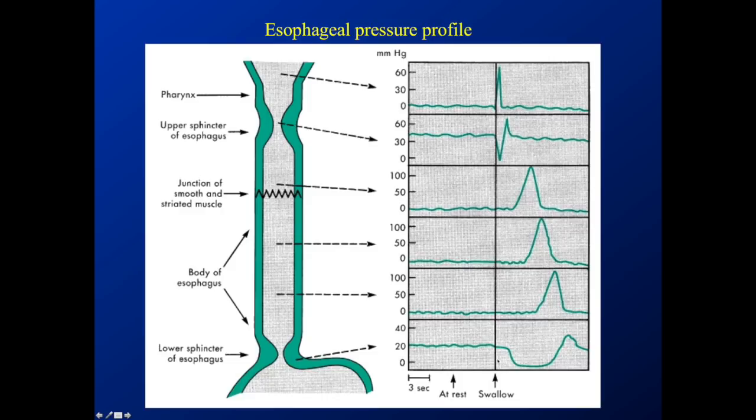And we can see at the bottom the lower esophageal sphincter will actually relax before the food bolus actually gets near to the stomach to allow for ease of access into the stomach, and then after the food passes it constricts again, similar to the upper sphincter.